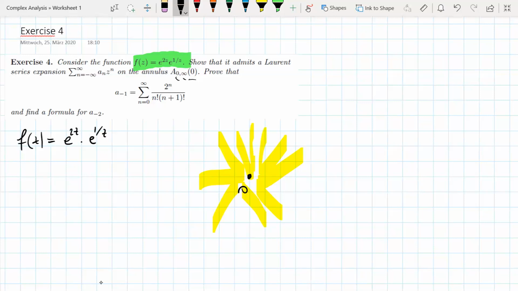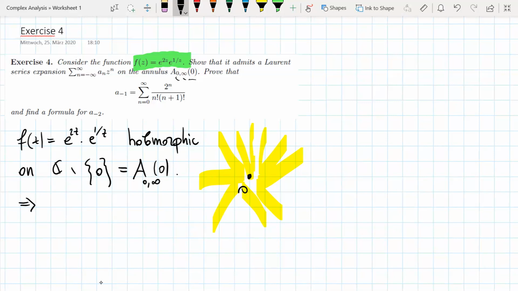So this function is holomorphic almost at every point. We have a problem only when z is equal to 0. So this is holomorphic on C minus 0. And this is another way to say the annulus center 0, inner radius 0, and outer radius infinity. So we have a function which is holomorphic on this annulus. And then by the theorem seen in class, this function admits a Laurent expansion.